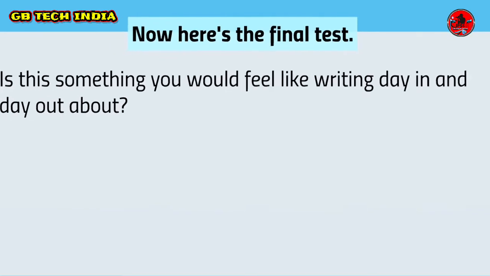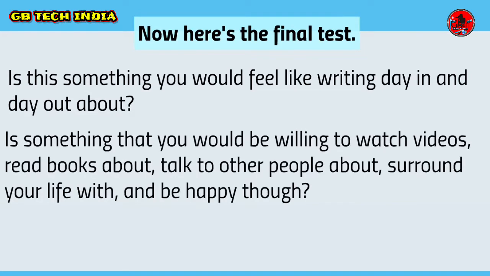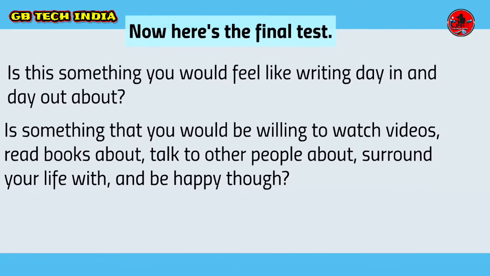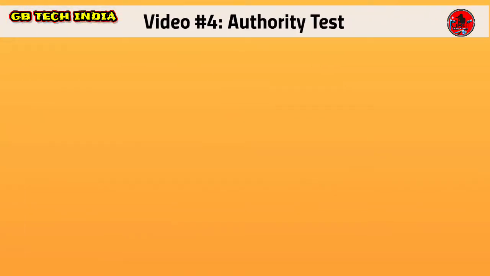Now, here's the final test. Let's say you found something that you were able to write 10 for. Is this something that you would feel comfortable writing day in and day out? Is this something that you're willing to get educated about and increase your knowledge about, read books about from other experts, talk to other people about, surround yourself with people who enjoy this topic, and would you be happy with all of that? If you said yes to all of these questions, then this might be a good topic of choice. So that brings us to the authority test next.